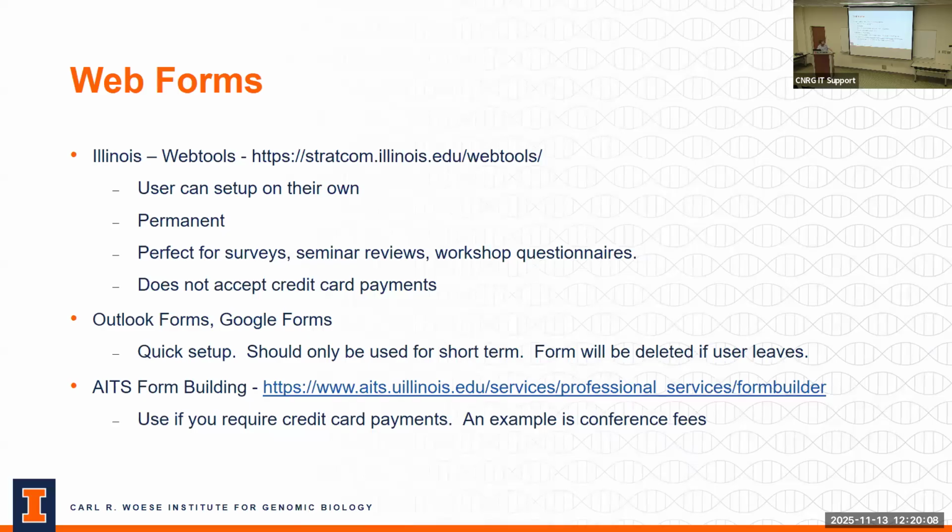Illinois also offers web tools. Users can set up these forms on their own, and they are permanent. This is perfect for surveys, registrations, questionnaires, reviews, all sorts of stuff. And they provide very fine-grained permissions for all sorts of things: who should receive the emails, who can view, who signed up, who didn't.